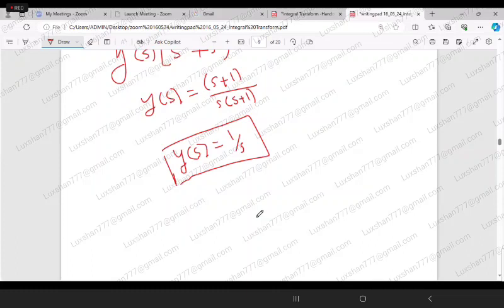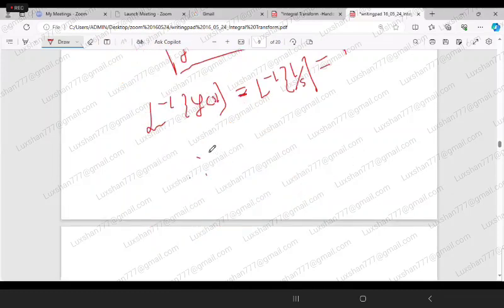Now what do we have to do? What is the next step? Inverse Laplace. Yeah, we have to take the inverse Laplace for this one. Inverse Laplace of simple Y(s). What is the inverse Laplace of 1 over s? 1. So that is 1.